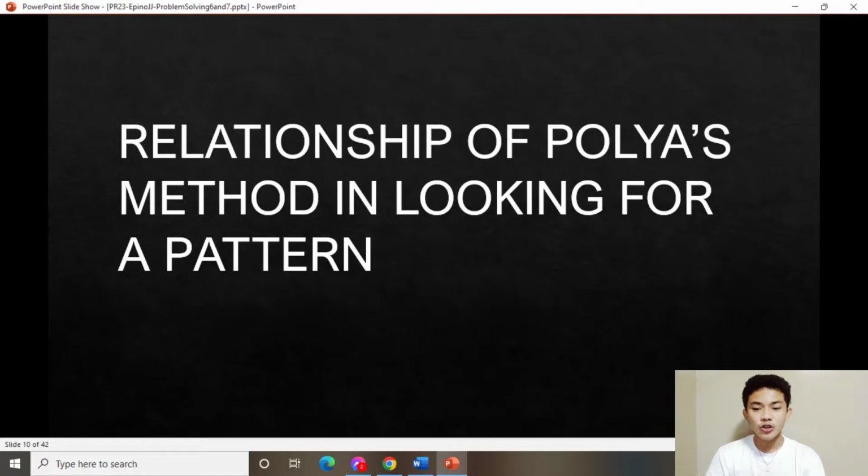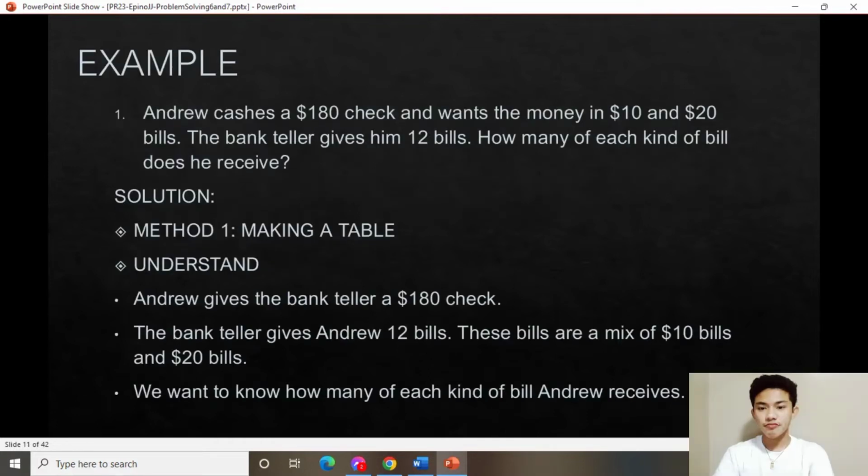Let's apply this strategy to the following example. Andrew cashes a $180 check and he wants the money in $20 bills and $10 bills. The bank teller gives him 12 bills. How many of each kind of bill does he receive?